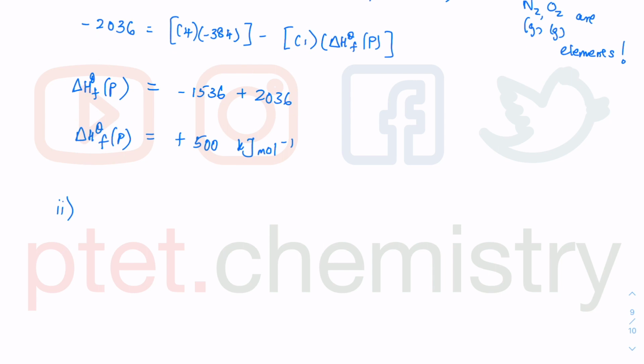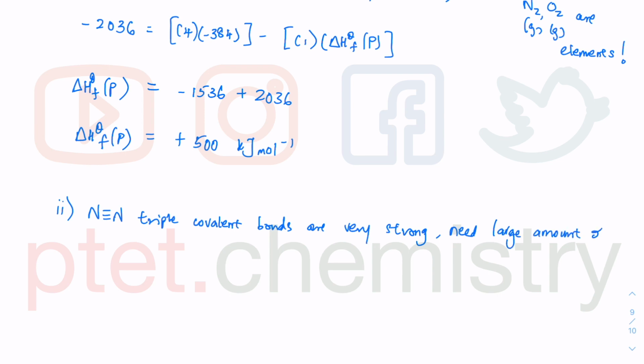Part 2 is about the lack of reactivity of nitrogen. So we've got the nitrogen triple covalent bond. They are very strong. They are strong covalent bonds. You need a large amount of energy in order to kickstart the reaction. So a large amount of activation energy.